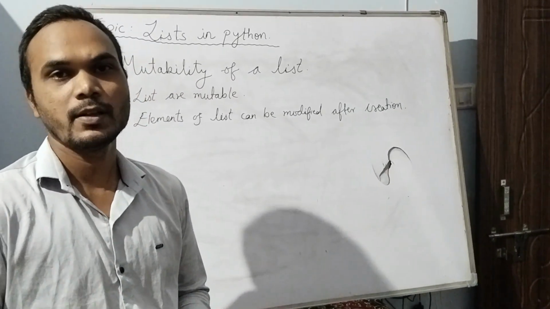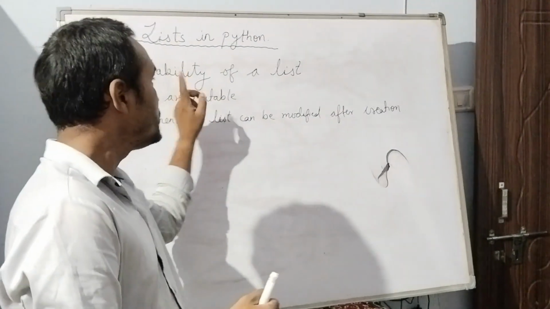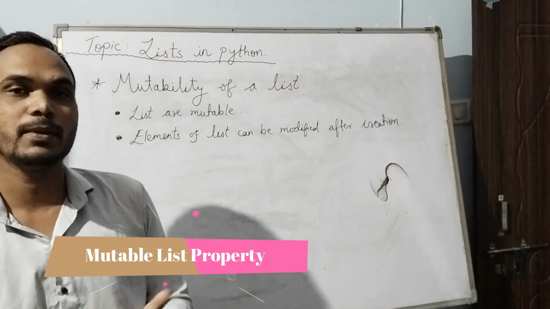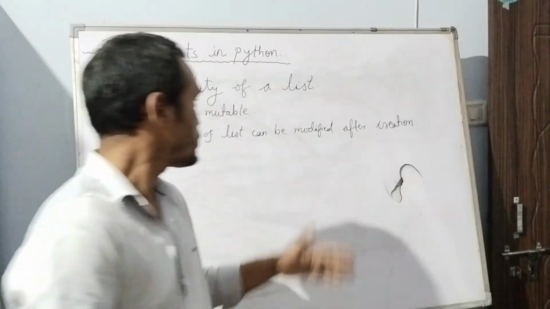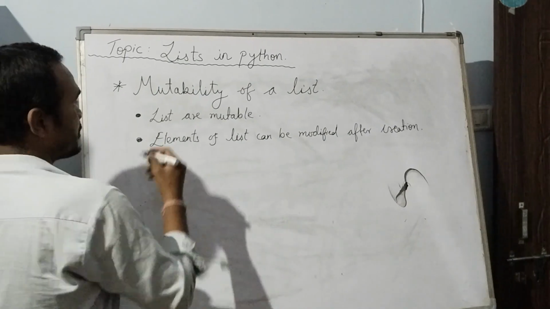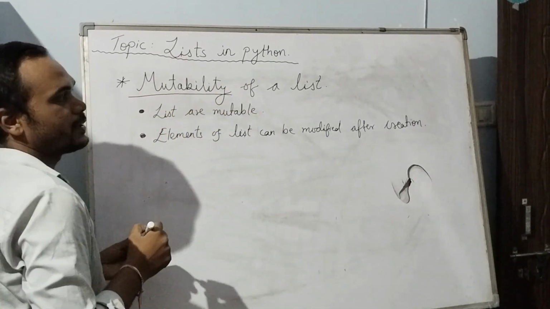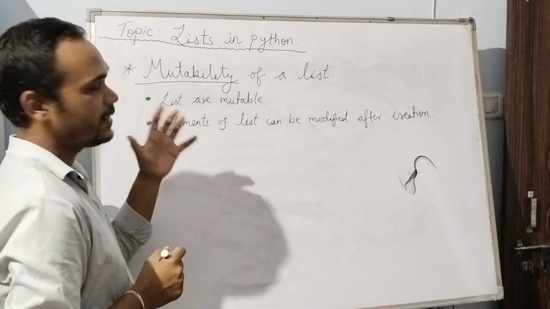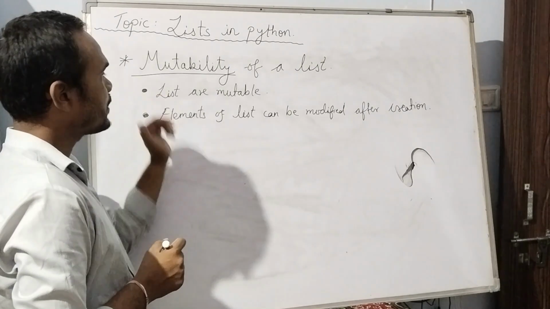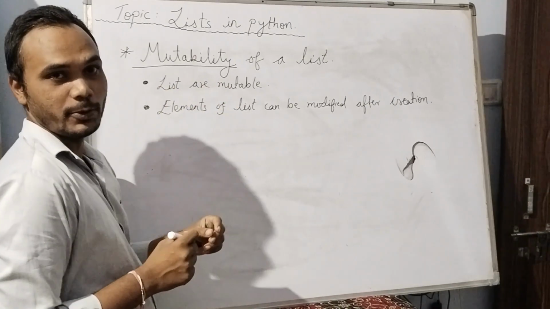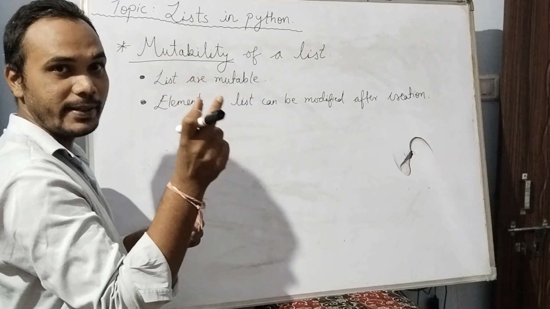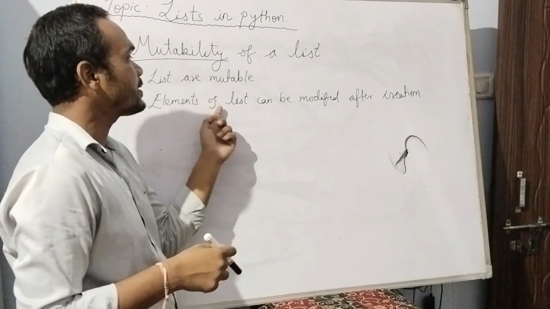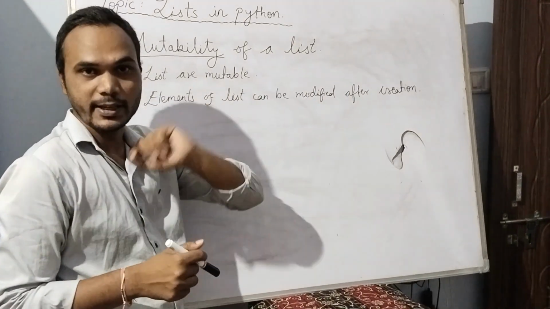In this video tutorial, we are going to learn about the mutability of a list. It means the changing behavior, or the mutable behavior, of a list. Clear? So, in this video, we are going to learn about how the list is mutable in nature. Let's try to understand the bullet points. Lists are mutable. Mutable means the contents, the elements, can be updated, can be changed. So elements of a list can be modified after creation.